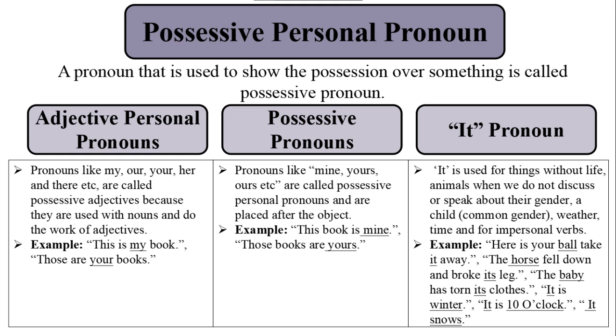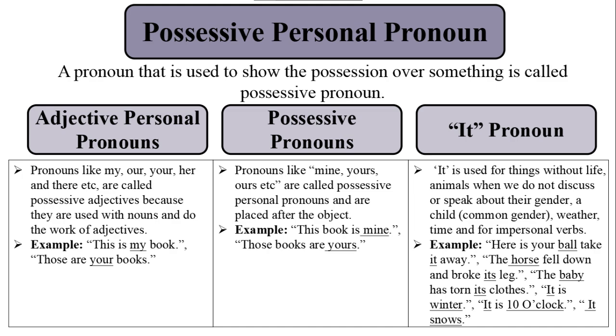It's interesting how versatile it is, though. The source really highlights this. Oh, it is fascinating. It does so much work. Yeah, for things without life, obviously, but also for animals when we don't know the gender or don't need to specify. Right. The horse broke its leg. And even for a baby sometimes, when the gender isn't the focus. Yep. The baby has torn its clothes. That's listed as common gender use. And then there's weather and time. It is raining. It's 10 o'clock. So impersonal. Exactly. It just fills that subject slot perfectly without needing a specific thing.